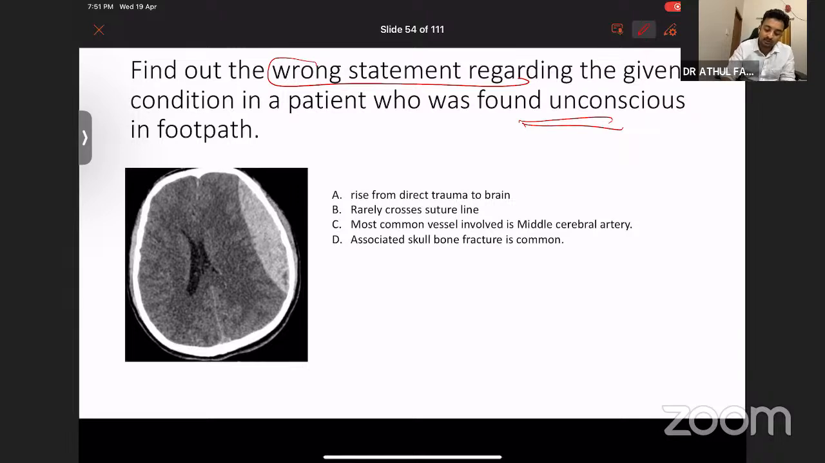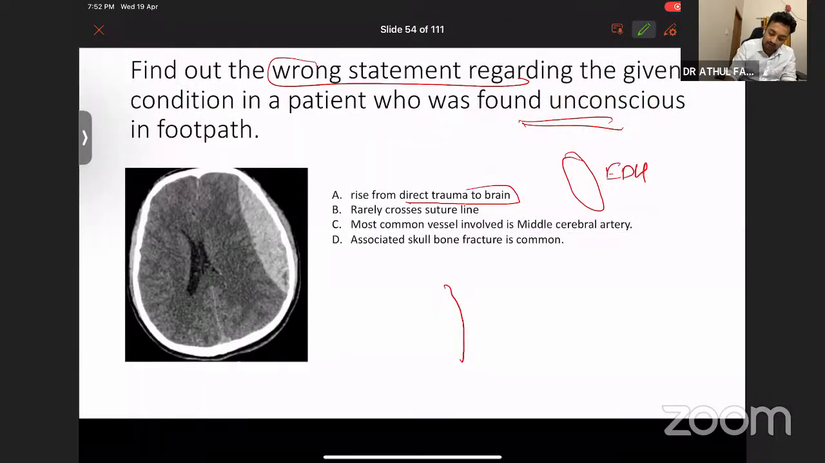The first option is that it arises because of direct trauma to the brain. See, this looks like an idli here. So the diagnosis is very clear. It is EDH, extradural. Imagine this is the dura and this is the skull, so it is outside the dura. Since it is outside the dura, it is very difficult for this extradural hemorrhage to cross the suture line. So that is correct. The most common vessel involved is the middle cerebral artery. Associated skull bone fractures can be seen. So this is correct, this is correct, this is correct.